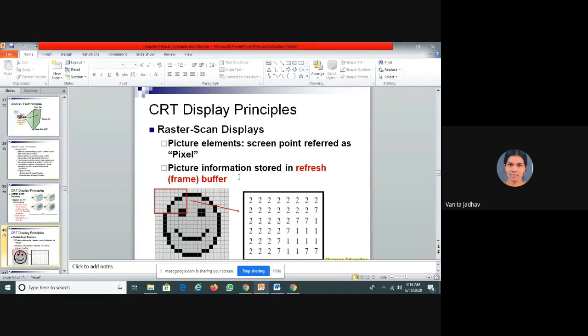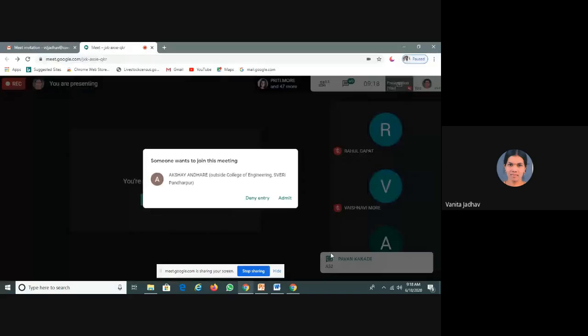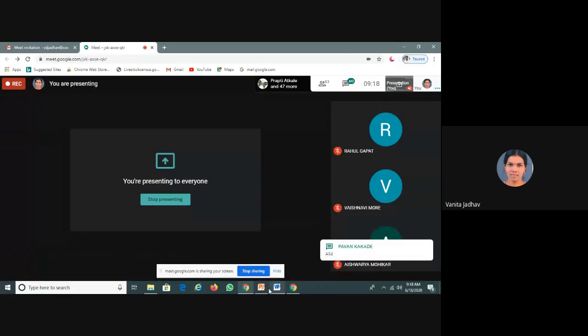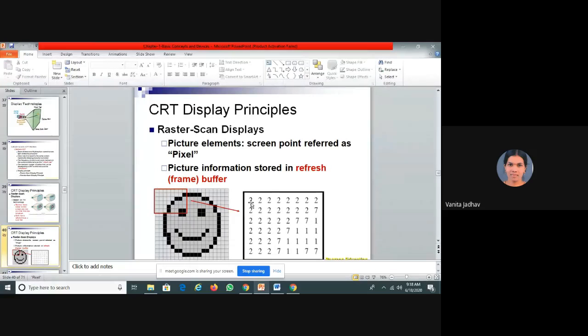When CRT is using the raster scan display principle, it takes the help of memory, and the name of that memory is the frame buffer. What is memory? It is nothing but storage. What does it store? It stores the picture information. Picture information is stored in the refresh or frame buffer, inside this frame buffer.